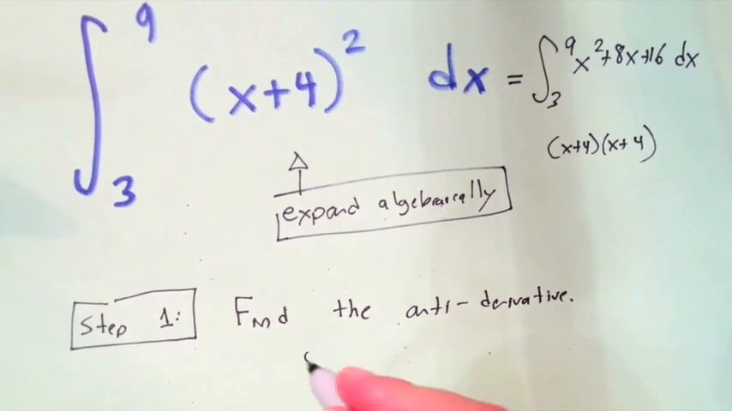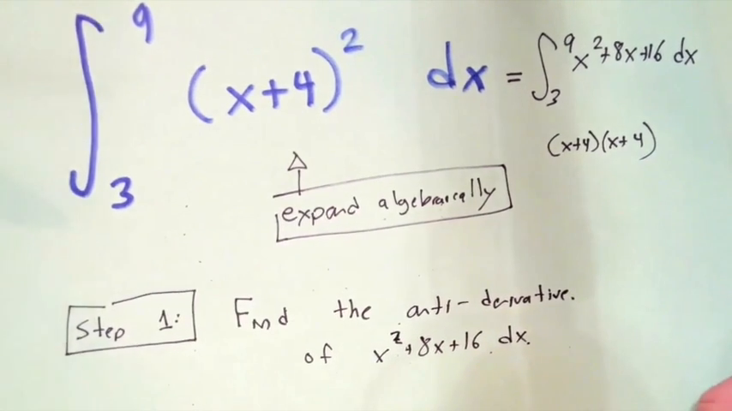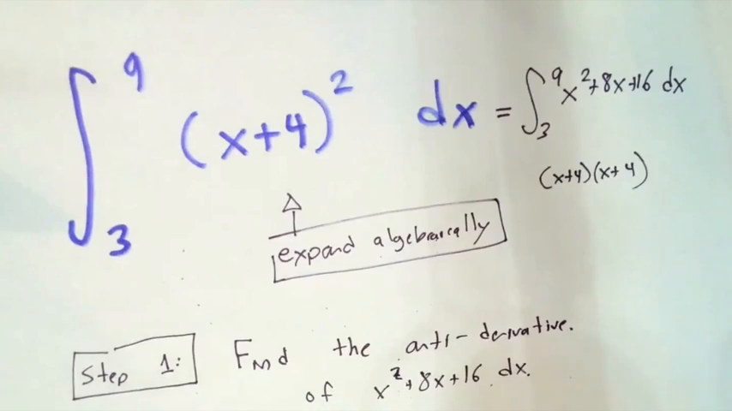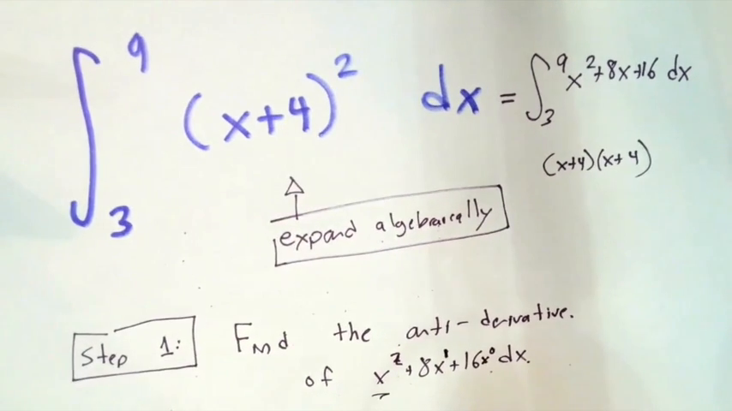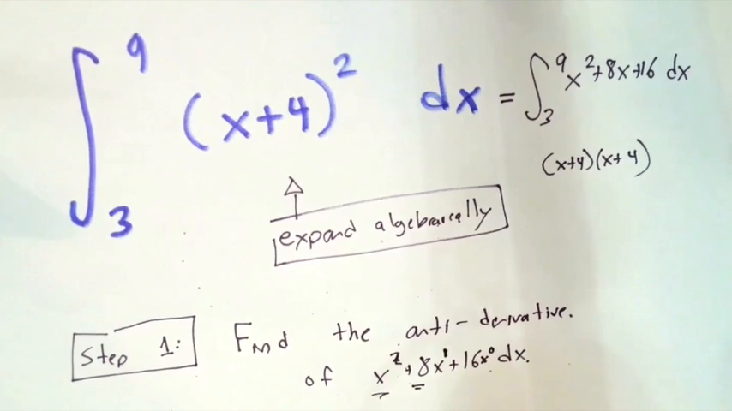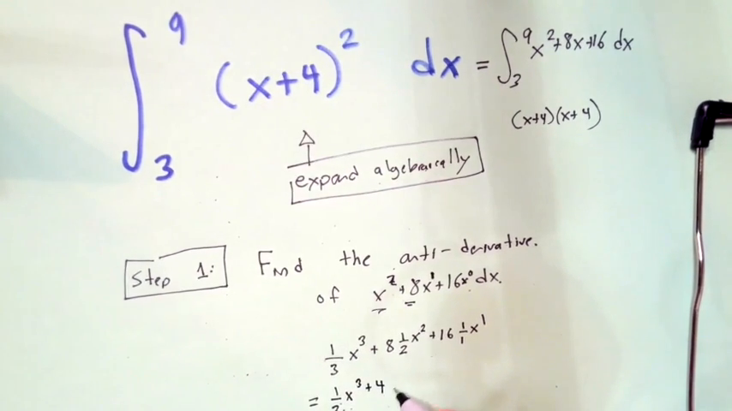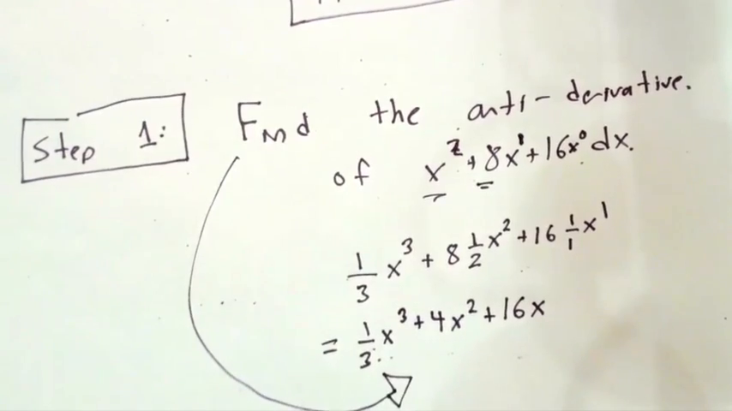You can find the antiderivative of x squared plus 8x plus 16 dx, and I'm going to use this trick about the antiderivative of x to the n being 1 over n plus 1 times x to the n plus 1. It helps me if I rewrite this as 8x to the 1 and 16 times x to the 0, since x to the 0 is 1. So the antiderivative of x squared is 1/3 x cubed, plus 8 (you can just keep the numbers in front, just like when you're taking a derivative) times 1/2 x squared, plus 16 times 1 over 1, x to the 1. If I clean this up a bit, this becomes 1/3 x cubed plus 4x squared plus 16x. So now I have found the antiderivative, and I'm ready to move on to the next step.